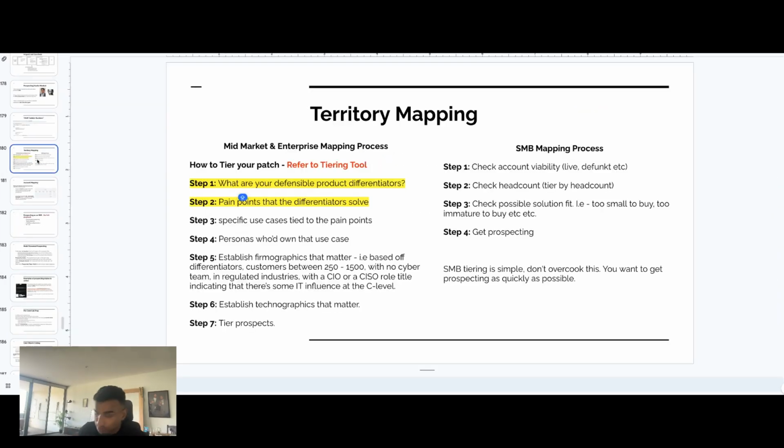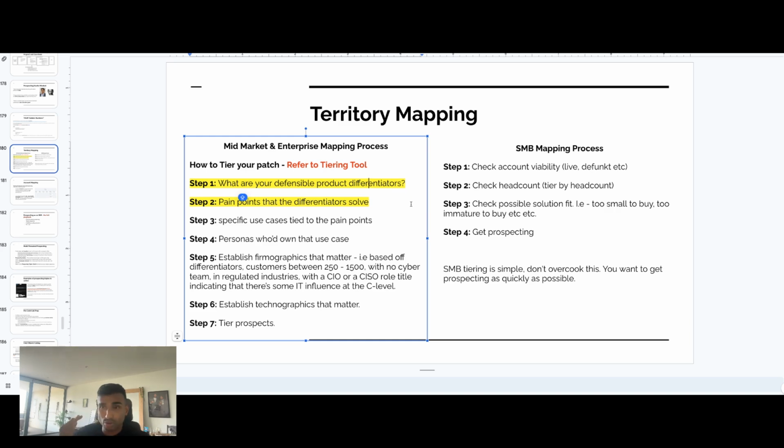Okay, so we're going to talk about territory mapping for SDRs. Now, I made a previous video talking about territory mapping specifically for account executives. So what I'm going to do is a bit of an intro, and then I'm going to pan to that video, because it's essentially the same content that you need as an SDR.